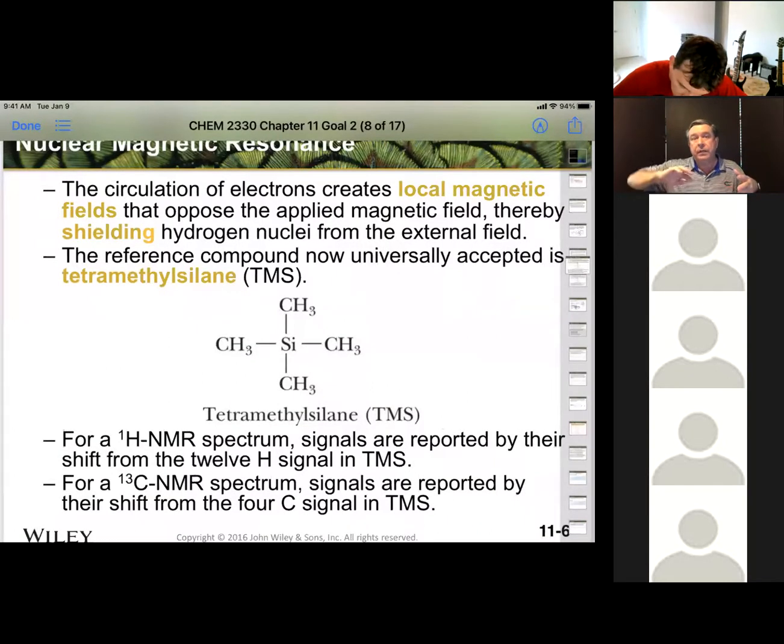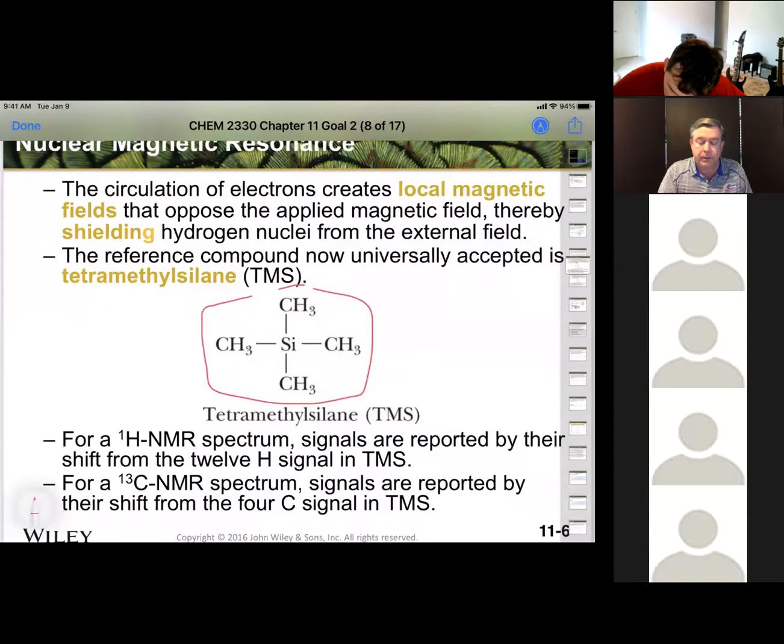So we pulse it, it flips upside down, and then we wait for it to flip back. The time it takes for it to flip back changes based on the electronic field around that atom that we are doing. So let's say we have this right here. This is called TMS, tetramethyl silane.